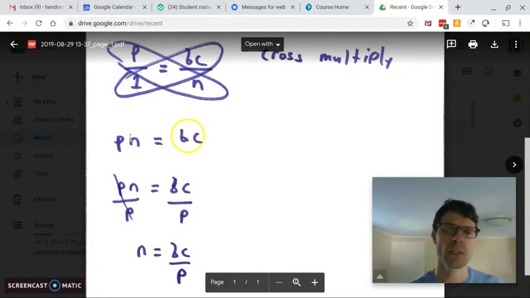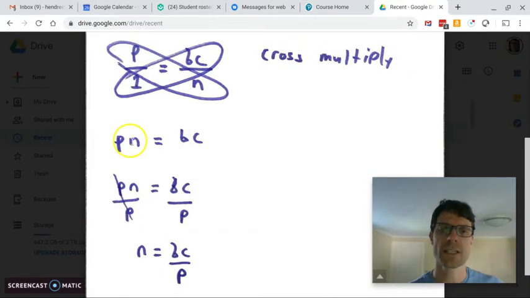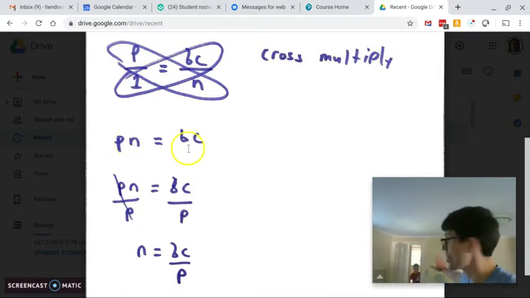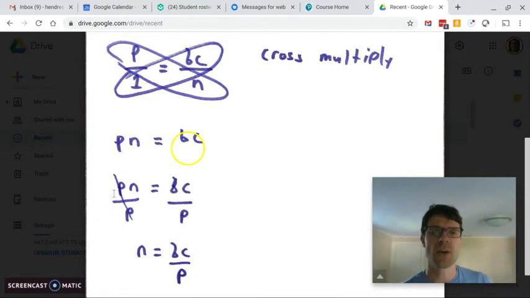Now the whole idea is to get N all by itself. So I've got to get P over to the other side of the equation. I'm just going to divide both sides by P. That gets rid of the P's on the left side and just leaves us with N, because P divided by P is just 1, and 1 times N is just N. And then I've got BC over P on the right side of the equation. So that's how we solve this equation for N.